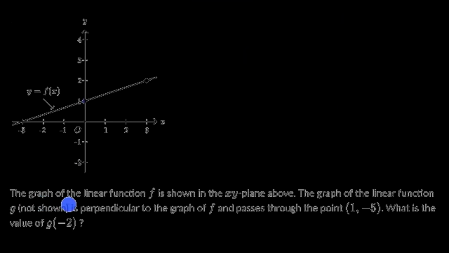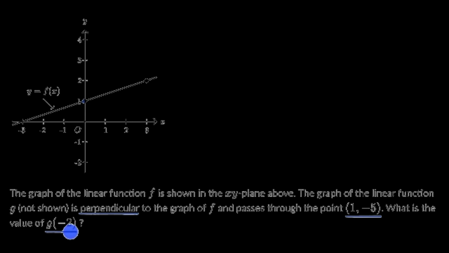We're told the graph of the linear function f is shown in the xy plane above. We see that there. The graph of the linear function g, not shown, is perpendicular to the graph of f and passes through the point (1, -5). What is the value of g(-2)? Pause this video and see if you can work through this before we do this together.